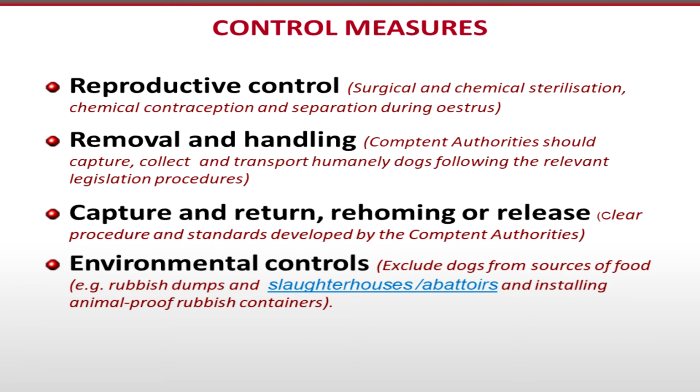Environmental controls should exclude food sources, rubbish dumps where dogs get fed. Try and install animal-proof rubbish containers.